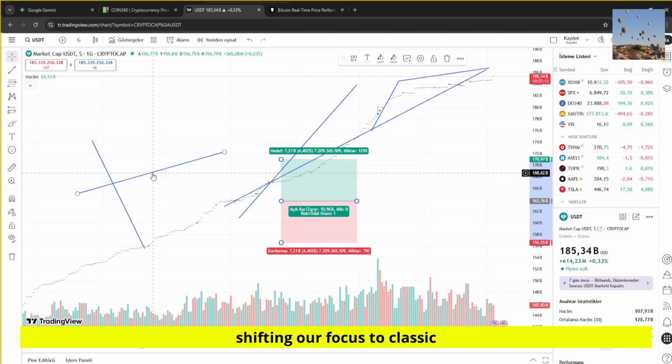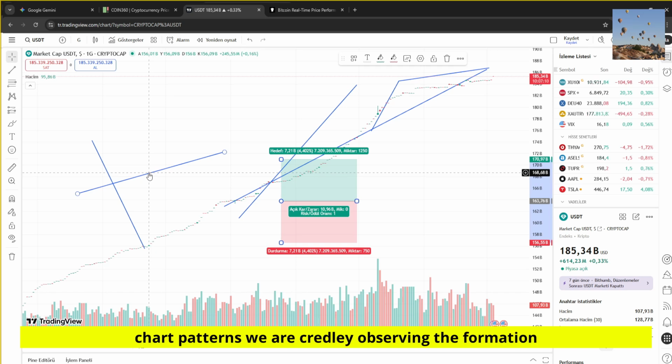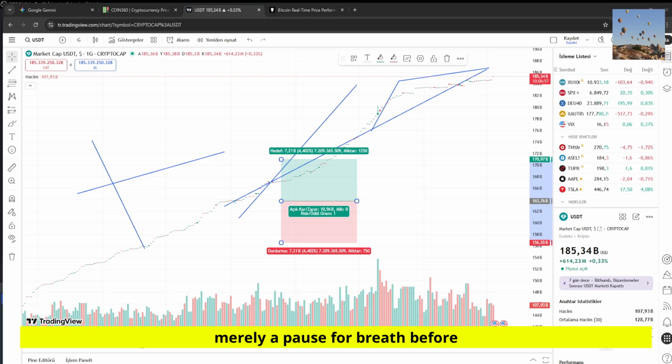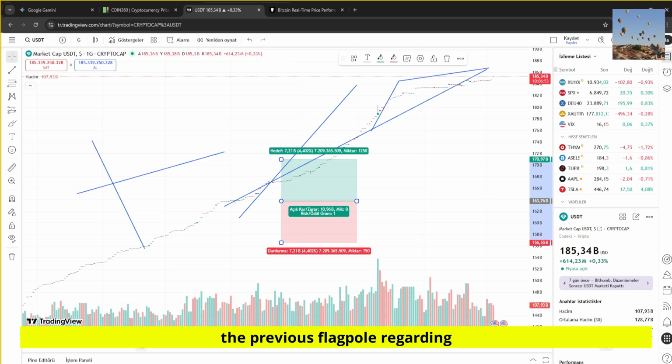Shifting our focus to classic chart patterns, we are currently observing the formation of a massive bull flag on the 12-hour time frame, which is a continuation pattern, implying that the current sideways movement is merely a pause for breath before an explosive move upwards that matches the height of the previous flagpole.